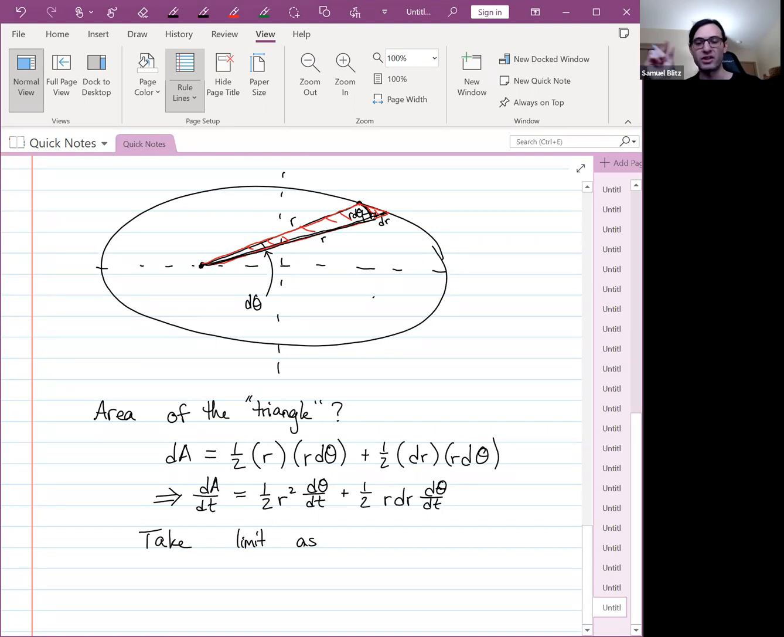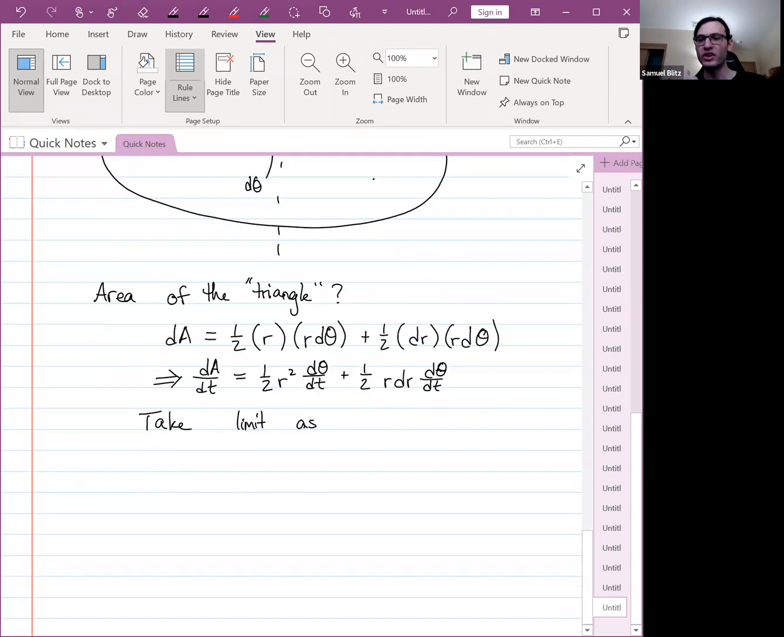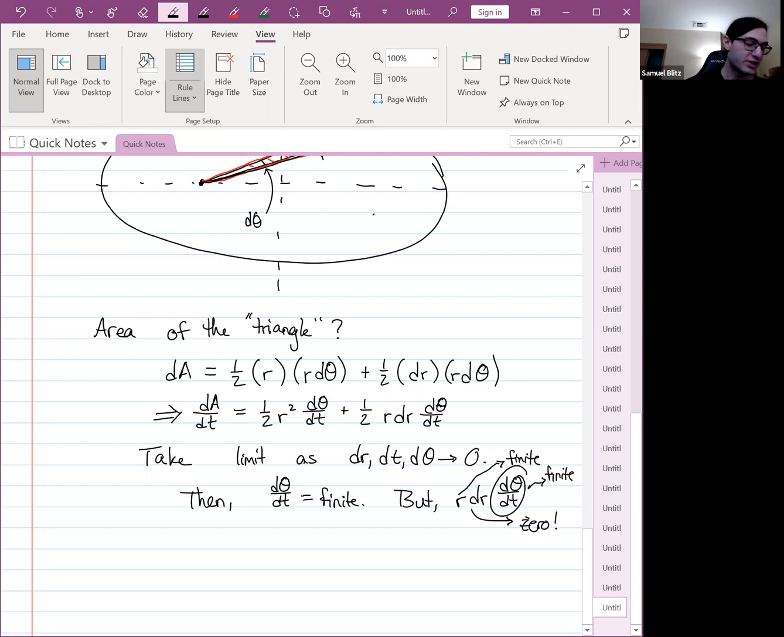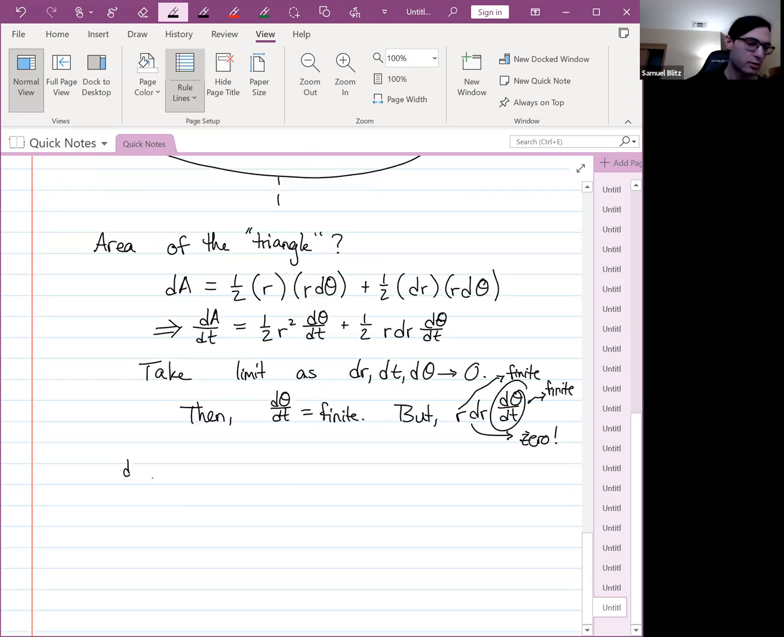If you do it over a 0 length time, then the angle spread out has 0 radians, and the difference in distance is also 0. So all of these things go to 0 at the same rate. So here we have dr, dt, and d theta go to 0. In that case, d theta dt is still just finite. It's just a number, the rate of change of theta. And r d theta dt is a number. R is also just finite. But dr just goes to 0. So in that limit, we have that dA dt is 1/2 r squared d theta dt. The last term drops out is what I'm getting at. And d theta dt is just the angle omega, the angular speed. It's the rate at which the thing passes through. So this is 1/2 r squared omega.